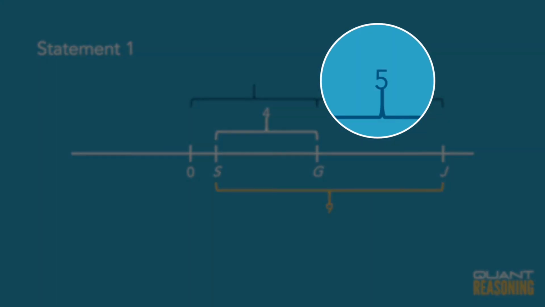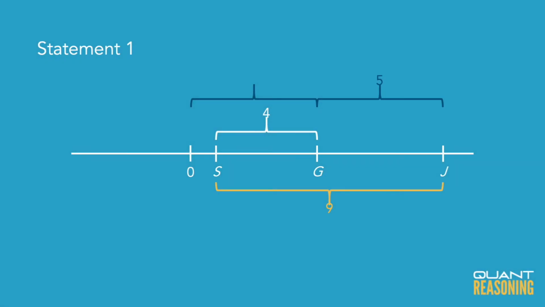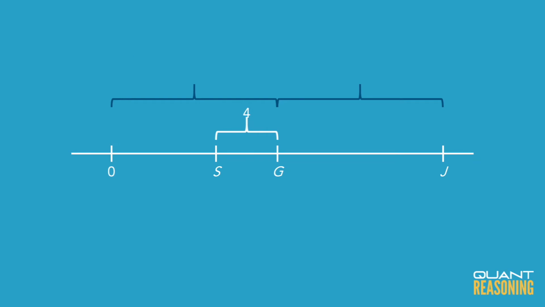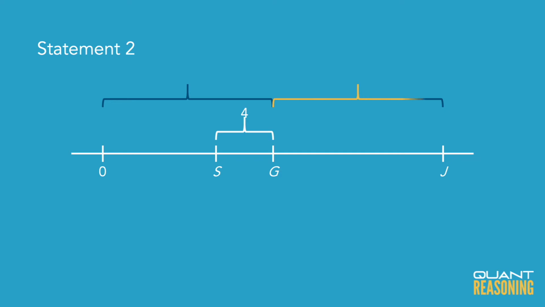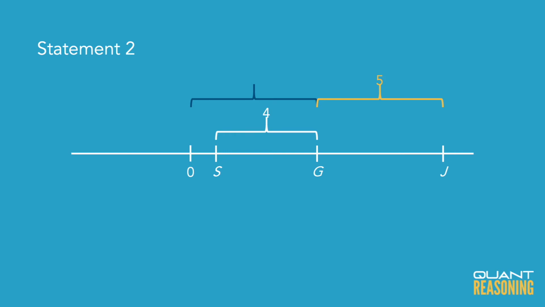But here's what's so interesting. Statement 2 tells us the very thing that we inferred from statement 1. And this works in the other direction as well. Had we started with statement 2 and we saw that the distance between G and J is 5, and we know from the free info that the distance from S to G is 4, we could have inferred statement 1, which says that the distance from S to J is 9.